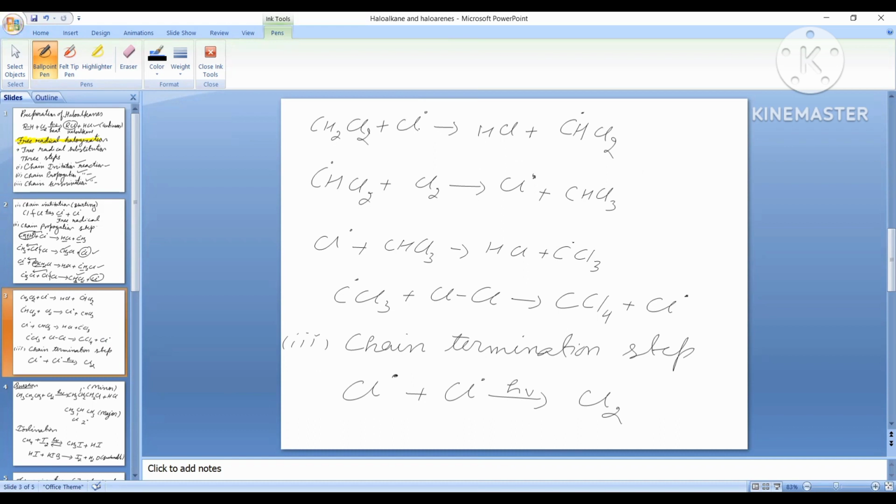Again in the presence of Cl, it will form HCl. We can write like this also: this H will react with this Cl to form HCl and CHCl2, and the free radical becomes on the carbon atom. Then again Cl2 reacts with it, forming a Cl radical and CH2Cl2. Again the reaction continues in the presence of sunlight, does not stop, and forms the CCl3 free radical. The CCl3 radical again reacts with Cl2 and haloalkane is formed.